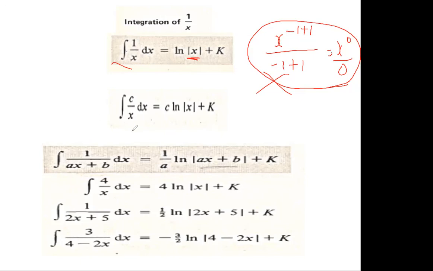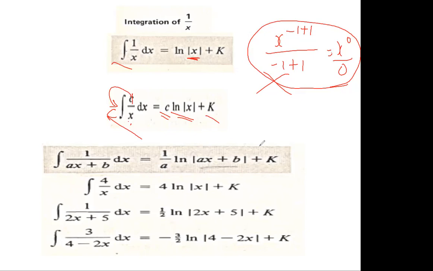And then this is a little extension. If you have c over x, well, it's c ln x, as remember, we said you can pass the c outside, so you still have 1 over x there. So the integral of 1 over x is ln x, and then you multiply by c, plus k at the end.